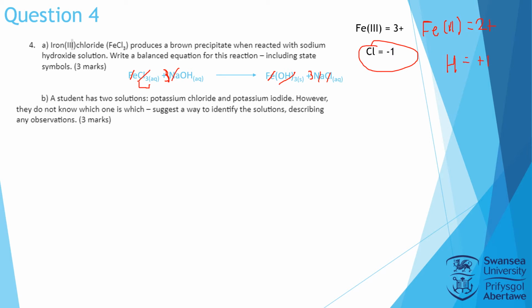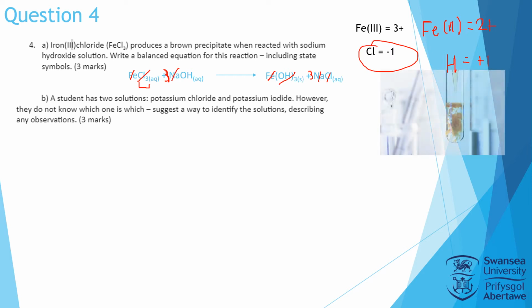So the next part of the question is about identifying solutions. So a student has potassium chloride, potassium iodide. They do not know which one is which. Can you think of anything that we need to add that would help us find out what is what? So what you would do is you would add silver nitrate, and if it turned yellow, it means it's the potassium iodide solution, and if it turned white, it's potassium chloride solution.